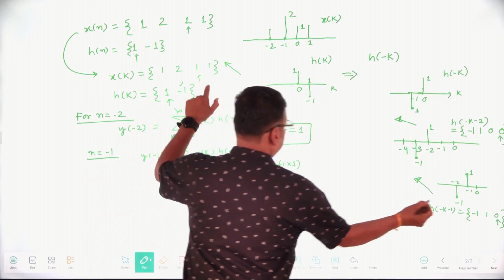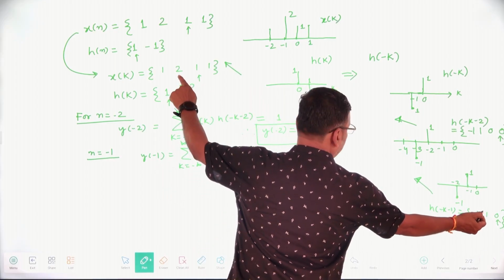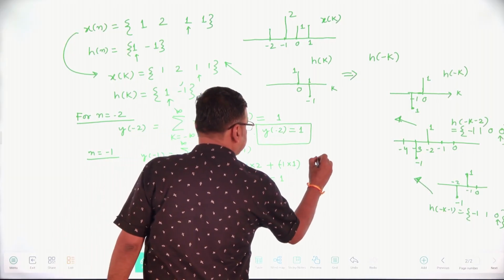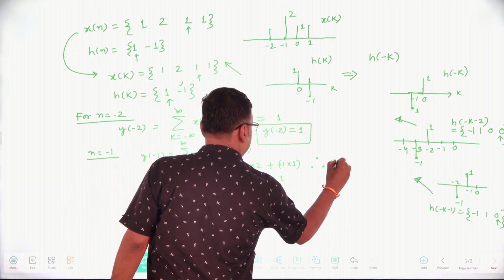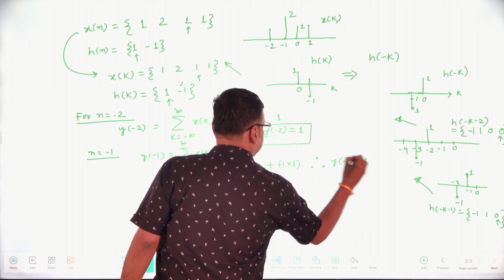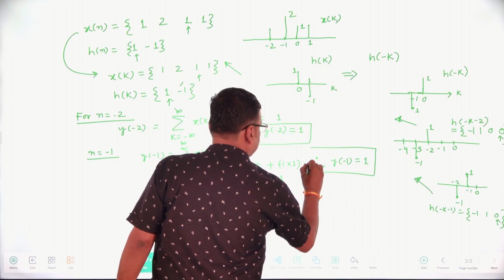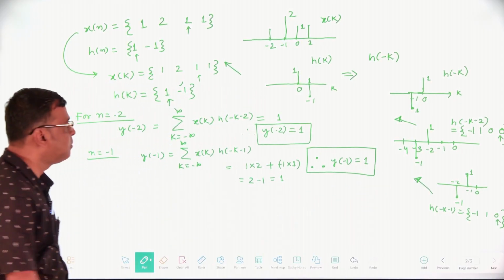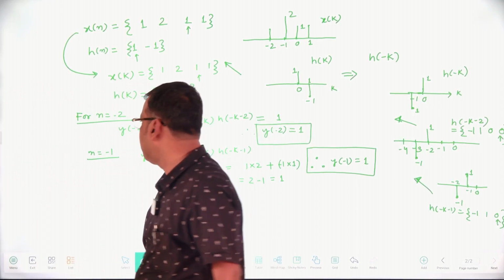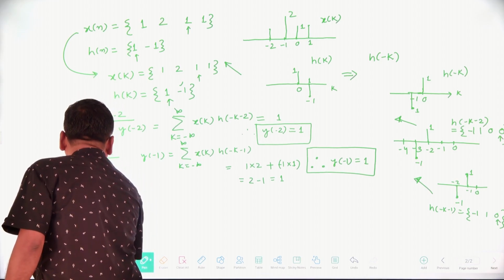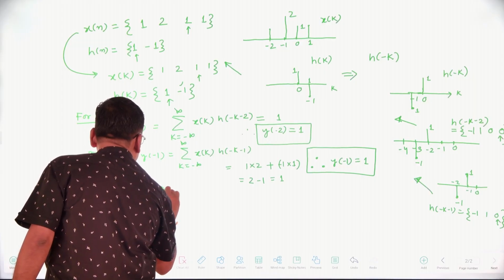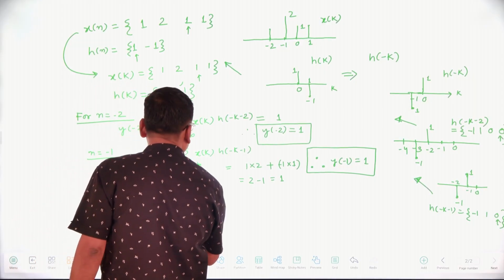Okay, or minus 1, 1 into 2, then minus 1 into 1. So therefore y of minus 1 is 1. Then come to n equal to 0. For n equal to 0, that is your y of 0.